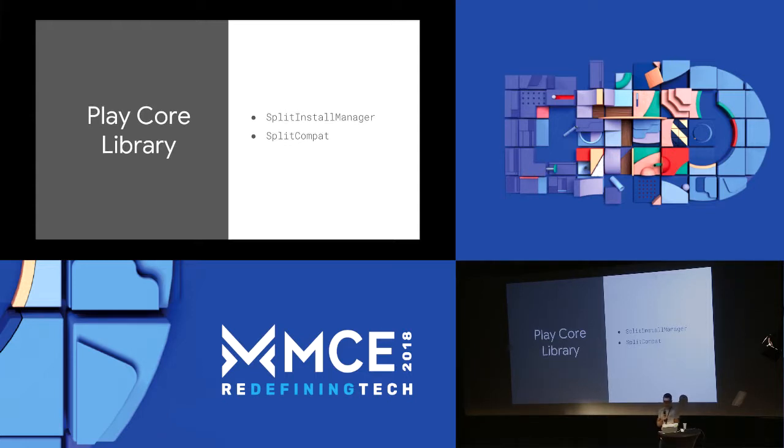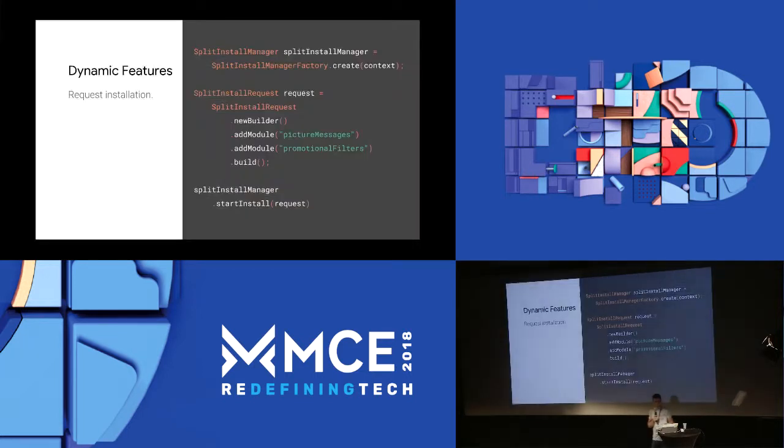The first one is Split Install Manager, and the other is Split Compat. So Split Install Manager has basically one function. It lets you request modules. So if you named a feature module, let's say picture messages or promotional filters or image gallery, at runtime, whenever a user actually clicks on this part of your app, you can request it and tell the Split Install Manager to install it right now.